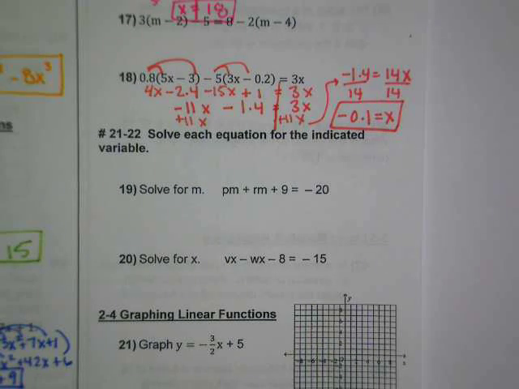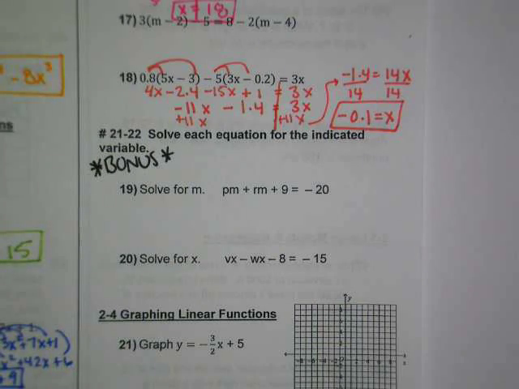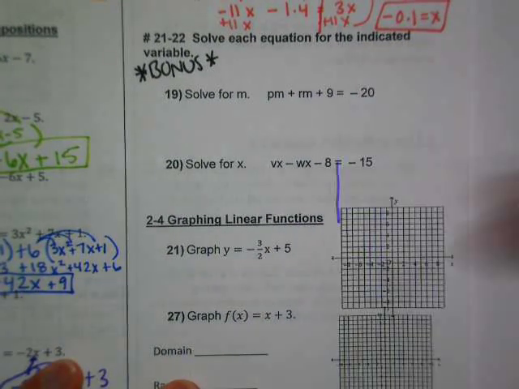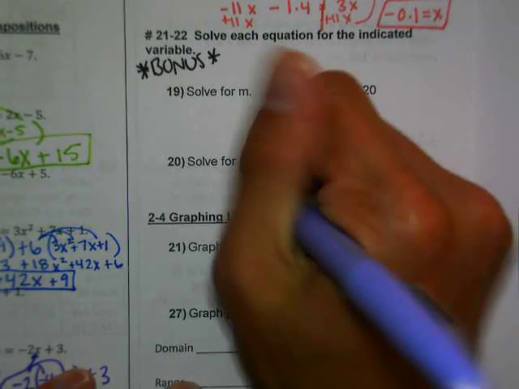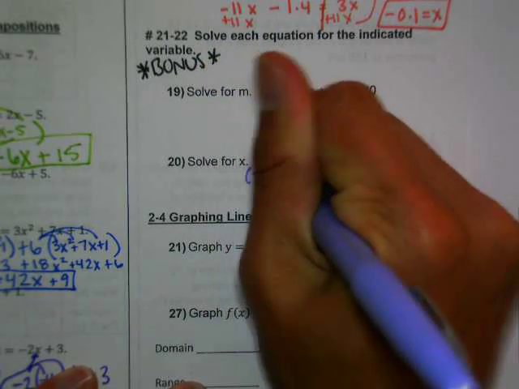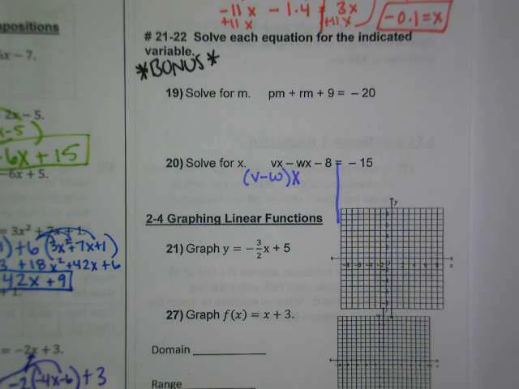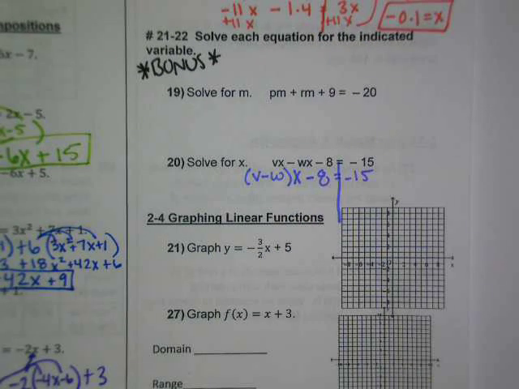All right, on 19 and 20, this is going to be a bonus question on your test. So if you don't totally understand it, it's not a big deal. It is going to be a bonus question. All right, we're solving for x here. Do you see how you have two terms with x? So you need to combine them. When you combine them, we are going to subtract the coefficients, v minus w, and the term is going to stay in x. Whatever your coefficients are, you're just going to subtract them. We don't know what that number is. It's some number, whatever v and w are. And then we still have minus 8 equals negative 15. So that's combining the terms.